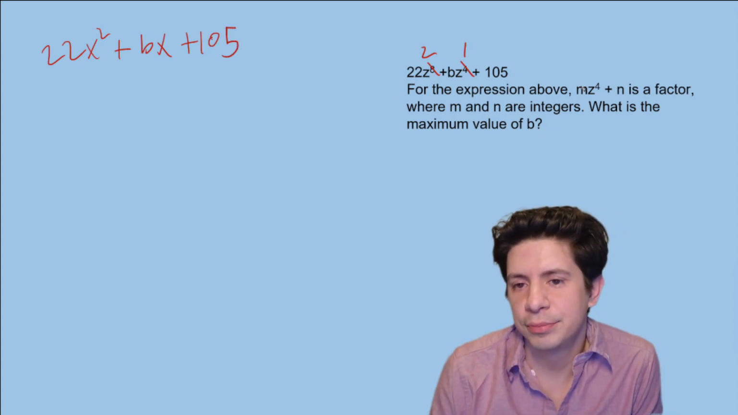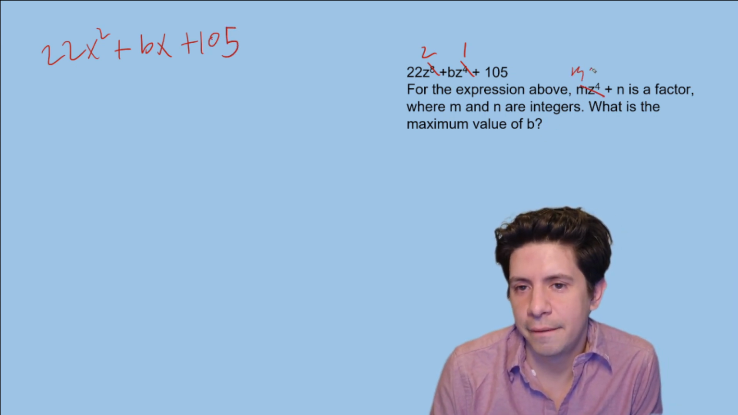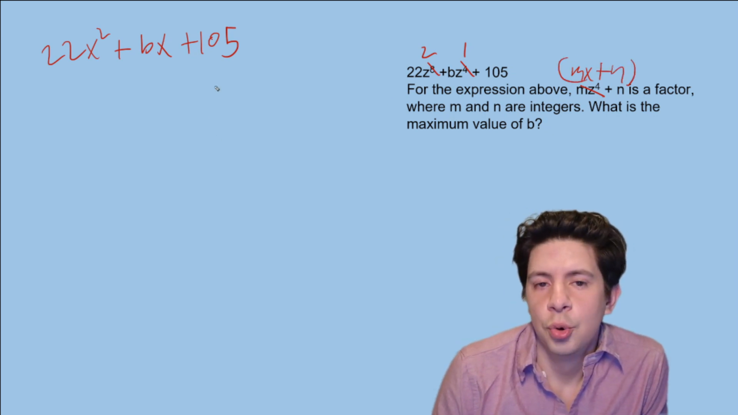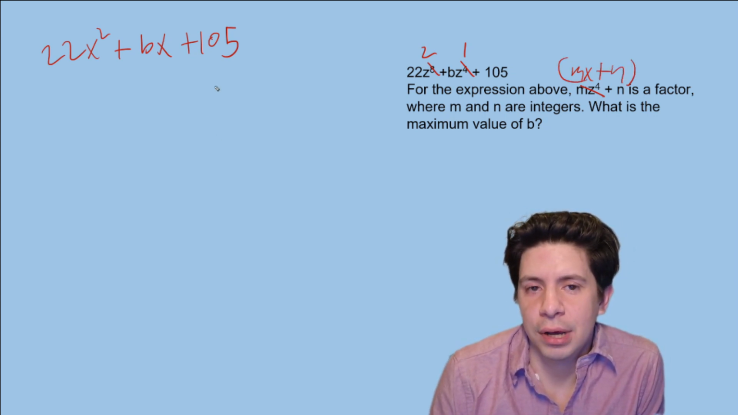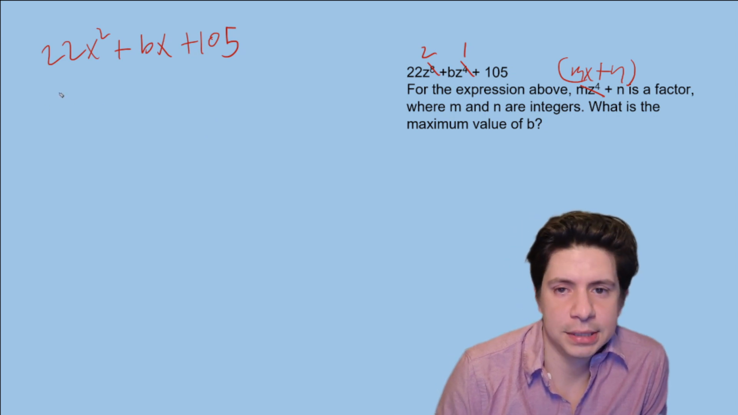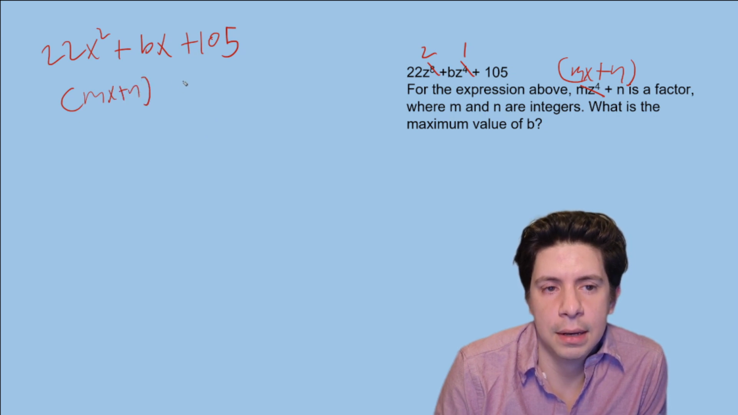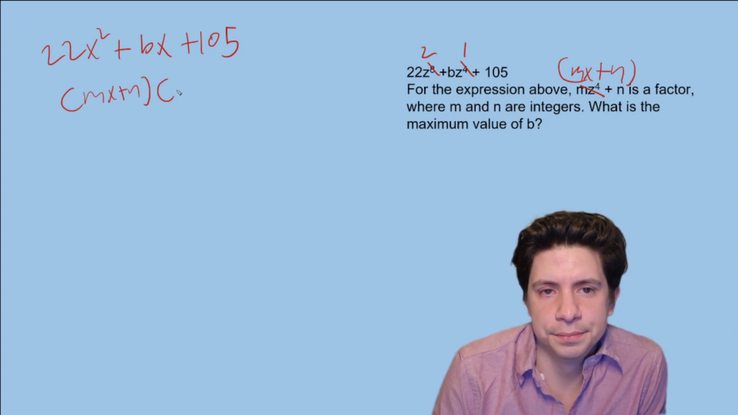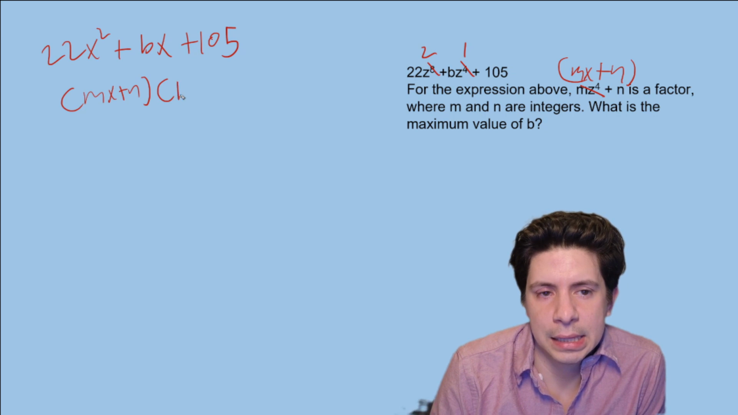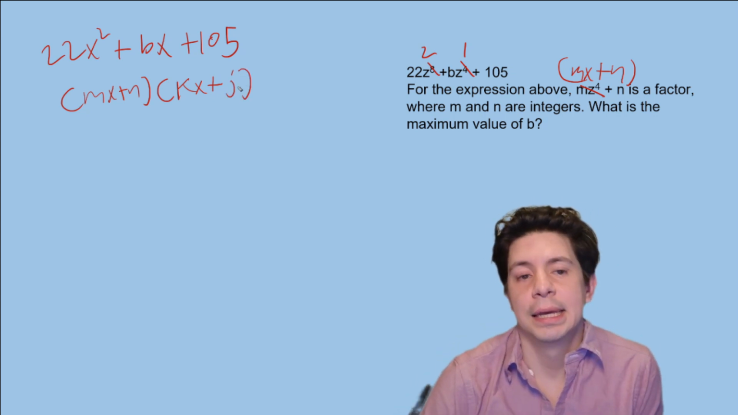Okay, so this would become mx plus n, right? What is the maximum value of b? Okay, so then let's say we have mx plus n times kx plus j, right? And let's FOIL that out.